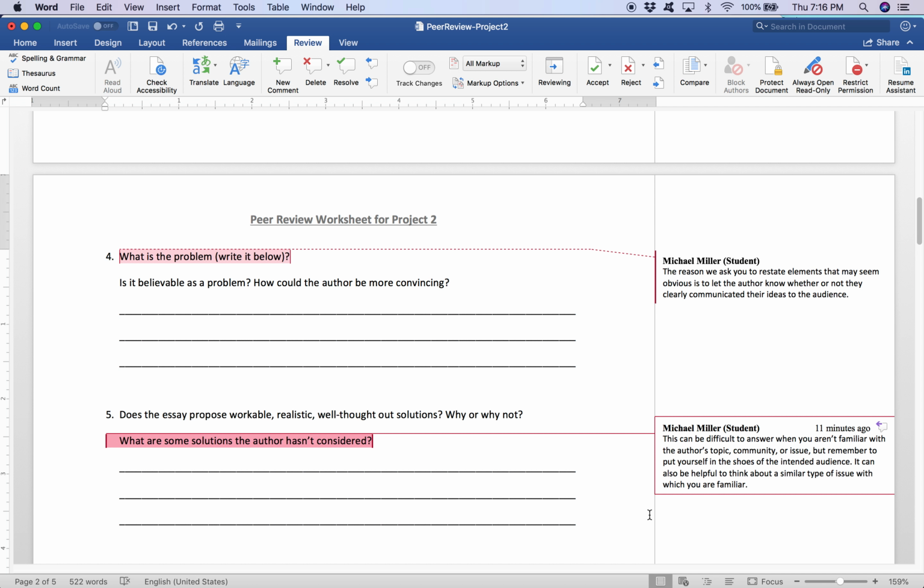So again, what I really encourage you to do is to put yourself in the shoes of the intended audience and really think about, if you were the person to whom they were writing, what other ideas might you have that the author hasn't considered? Another thing that can be helpful is to think about a similar type of issue with which you are familiar.